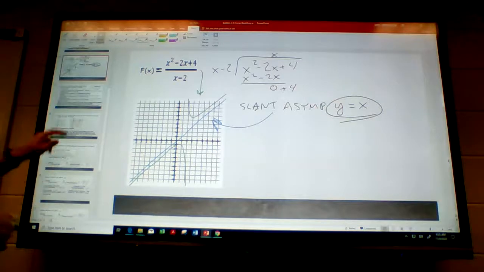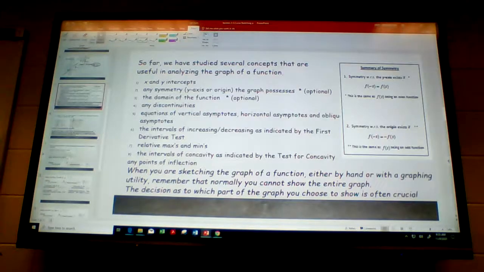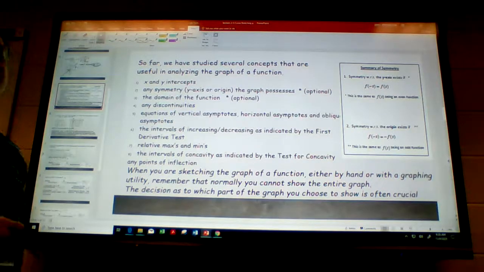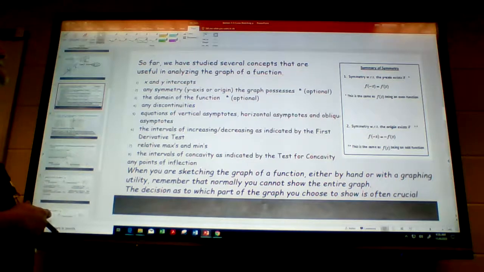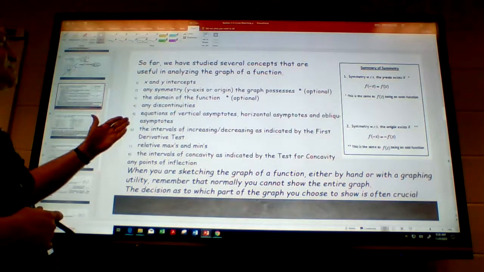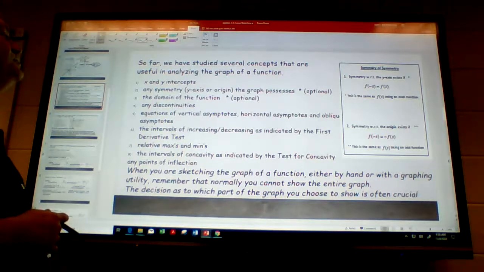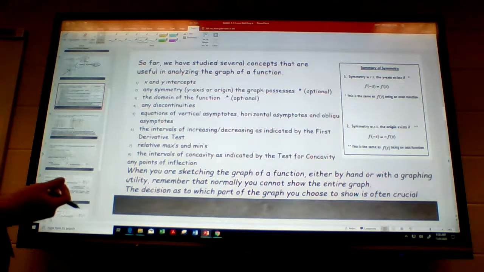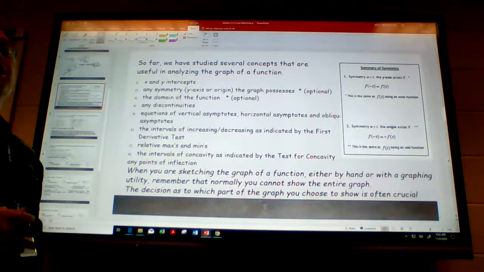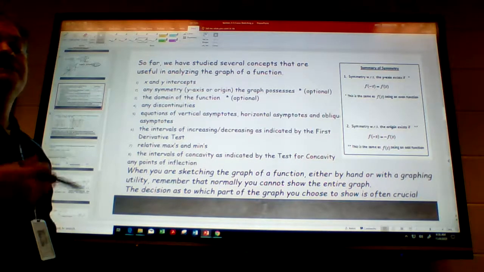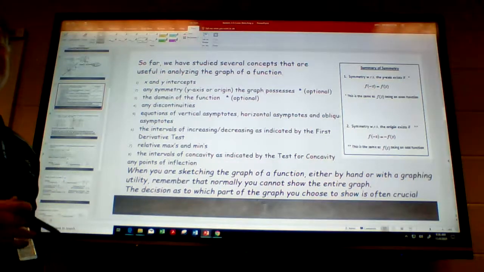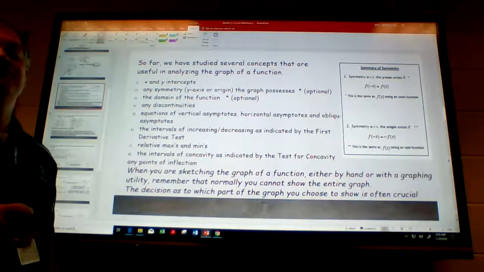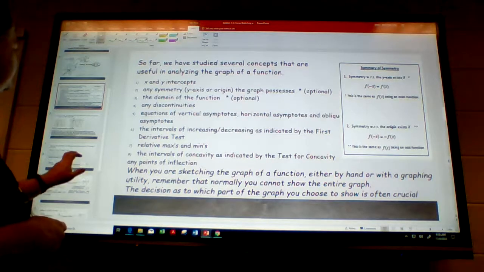So that kind of comes from 3.2. Okay. Now, so far we've studied several concepts. We've already talked about some of this stuff. I think I talked about this with 3.2. I don't remember right off the bat, but you get all this information. You can read the equations for vertical asymptotes, intervals of increasing and decreasing by the first derivative method, and then intervals for concavity as determined by the second derivative test. So we've done the first derivative test to determine whether it's increasing or decreasing, and also help us to determine whether it is a relative minimum, relative maximum. We've done the second derivative test, which determines concavity, whether it's concave up or concave down.